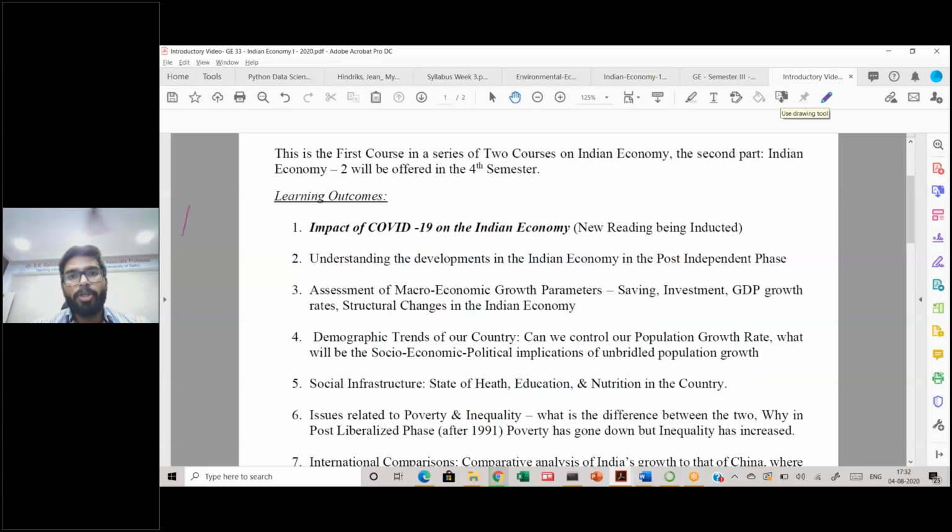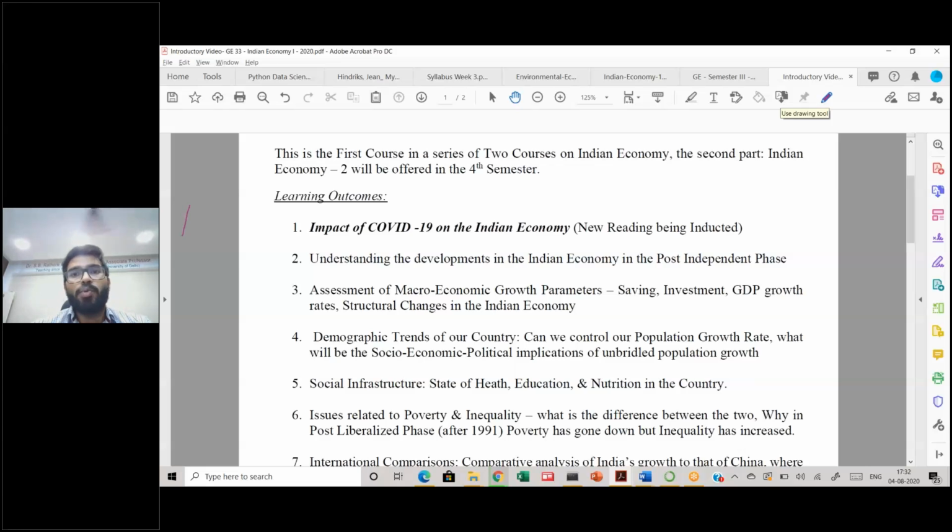We'll also talk about nutrition and how India is the world's leader in malnourished kids. So we'll talk about the reasons and what the consequences are. We'll also talk about poverty and inequality. We'll see what the difference is.